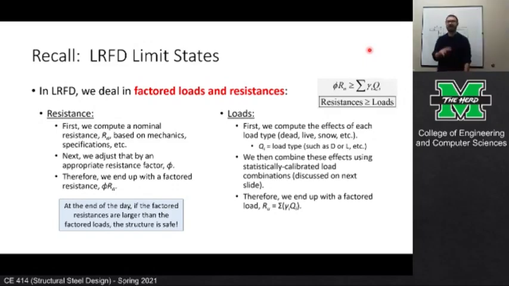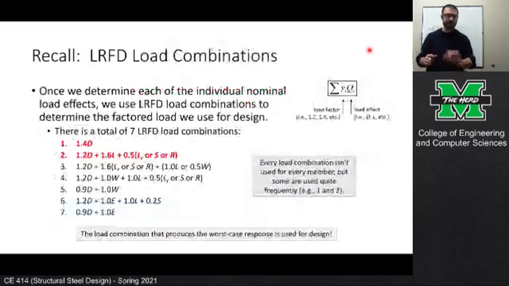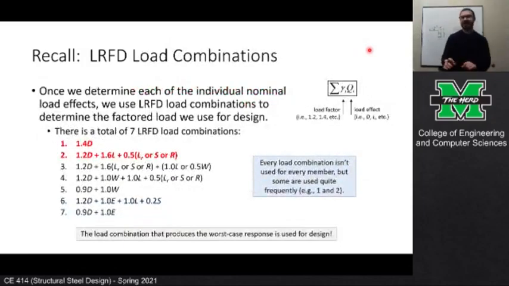mechanics associated. But the idea is that we take our nominal loads and increase them by load factors, and our nominal resistances and decrease them by resistance factors. And as long as the factored resistances are bigger than the factored loads at the end of the day, we're good to go. We have our LRFD load combos, which by observation, you will probably find that in most instances, you'll end up using either 1 and 2 for most main member design.